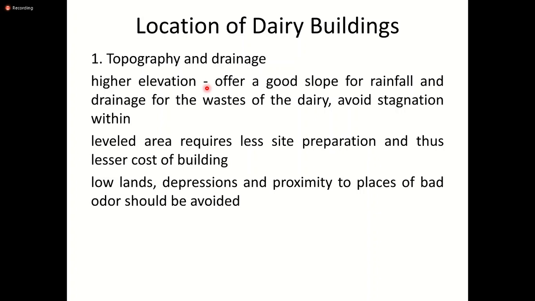And then the location of these farms, right? Or the areas that we can select to construct a kind of a housing system or dairy farm, right? First, we will look at the topography and the drainage.